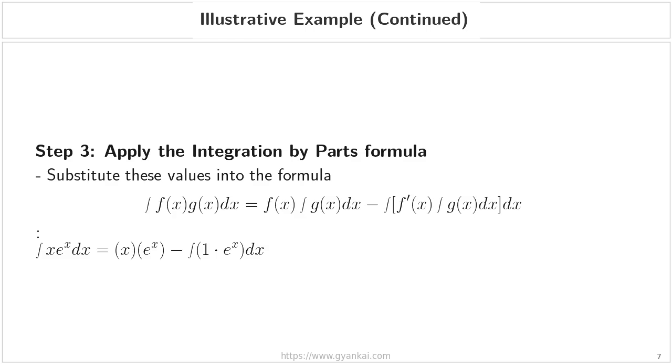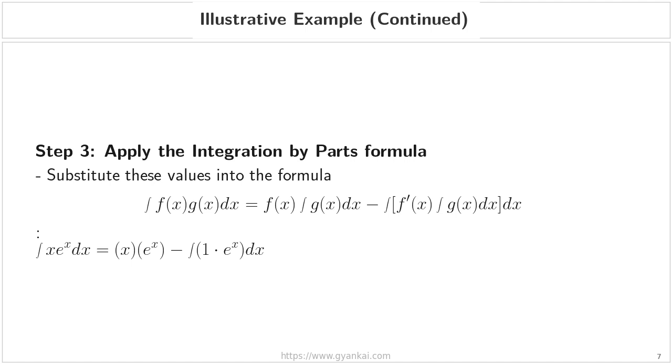Now, in this step, we're going to apply the integration by parts formula we derived earlier. Remember the formula? It's integral of f of x times g of x dx equals f of x times integral of g of x dx, minus integral of f prime of x times integral of g of x dx, all with respect to dx. Let's substitute our values.